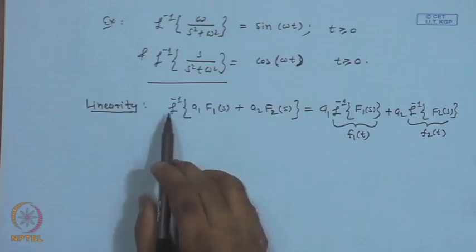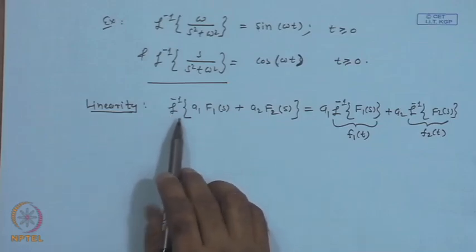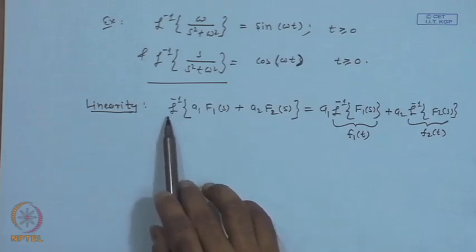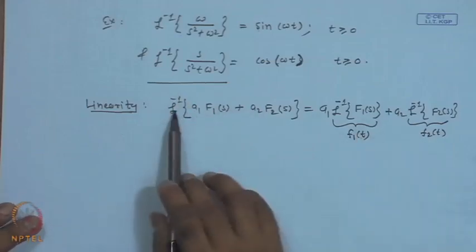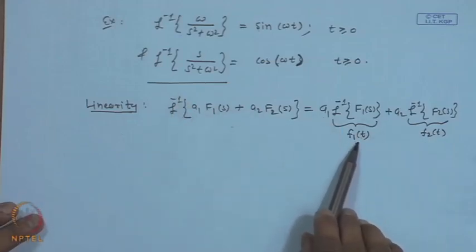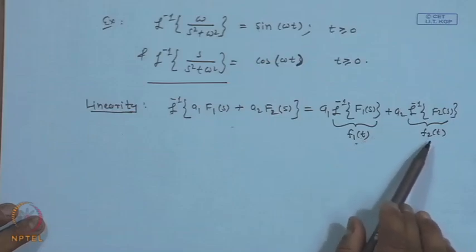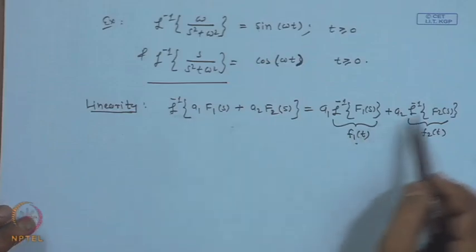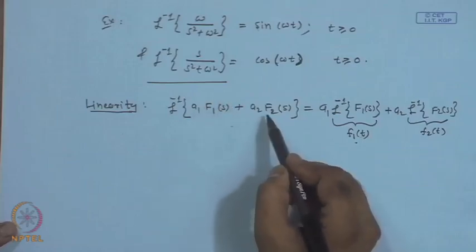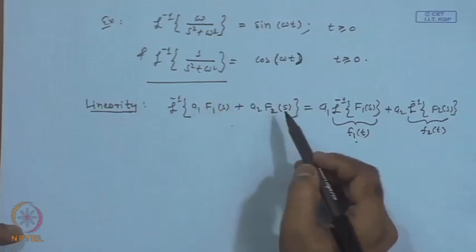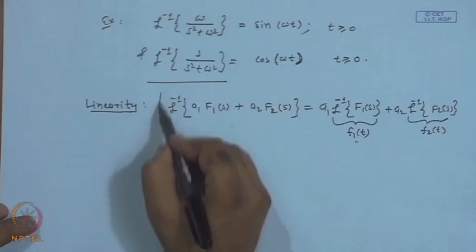So this is the same result that we had for the Laplace transform, because if we take this to the right side, this is the Laplace of a1 f1(t) plus a2 f2(t), and that is just due to linearity. We have a1 Laplace of f1 plus a2 Laplace of f2. So it is the same result that we had in Laplace transform.